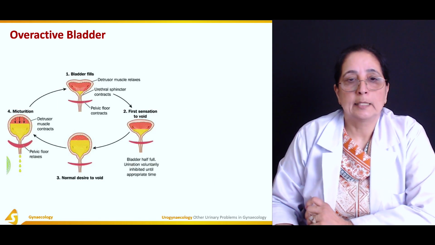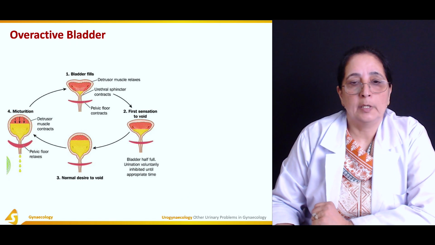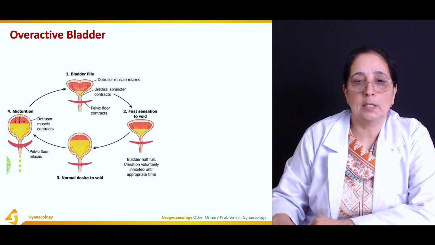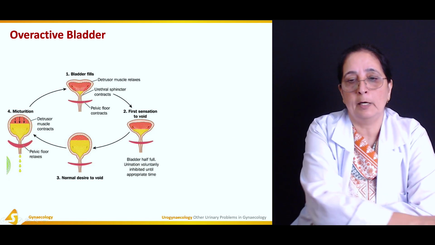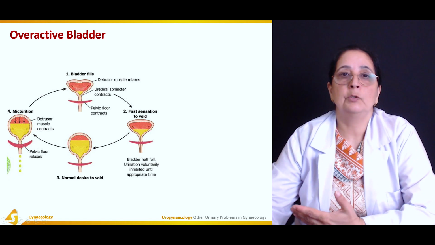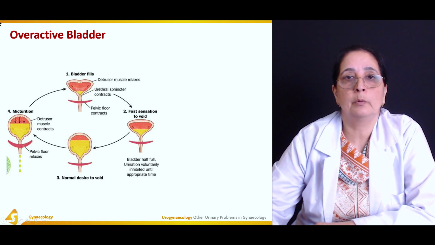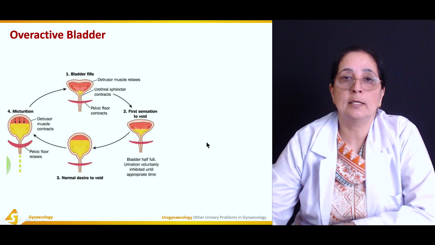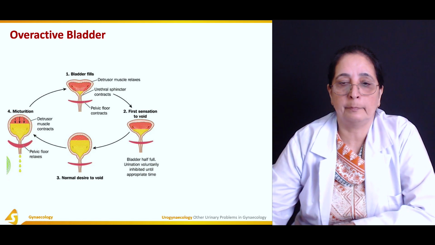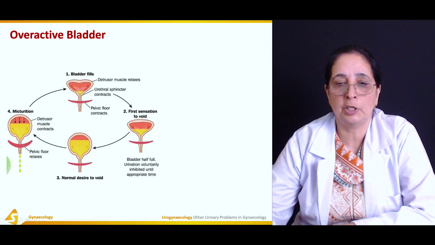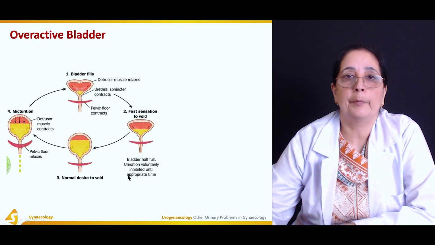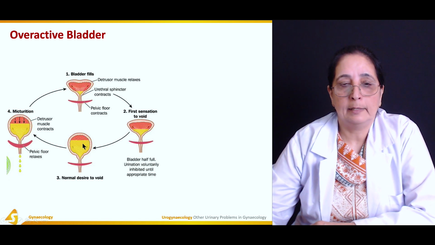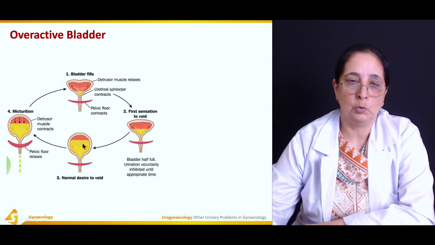Okay, in this diagram, you can see this is the normal process of micturition. Once the bladder is half filled with the urine, usually there is a desire to micturate, but the person can control it voluntarily. The person can hold the micturition at this time until an appropriate time. But once it is filled to this much level, then usually there is normal desire to void.